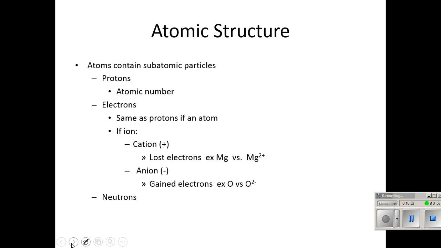So we can say that a magnesium atom is neutral, versus a magnesium ion, which has a charge of 2+ and has lost 2 electrons. Oxygen, the atom, is neutral. Oxygen, the ion, we call that oxide, has a negative 2 charge. It gained 2 electrons. And then to calculate neutrons, mass number minus atomic number will give us the number of neutrons.